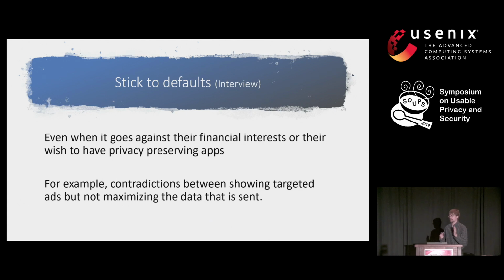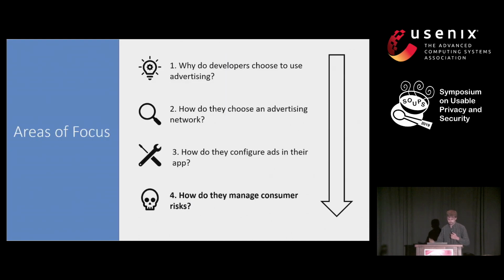However, another thing developers can choose is whether to show targeted or non-targeted ads. The default is to show targeted ads, so developers will show targeted ads. And when we asked why, they said, oh, we chose targeted ads because we want to make more money. But if you want to make more money, why aren't you sending more data, which will lead to better targeting and so more money for you? And thus we see that even though they try to rationalize it by saying, I want more money or I want privacy-preserving apps, they're really just sticking to the default settings even when these contradict each other and when it doesn't work in their interests. So there's this very interesting default bias that exists.